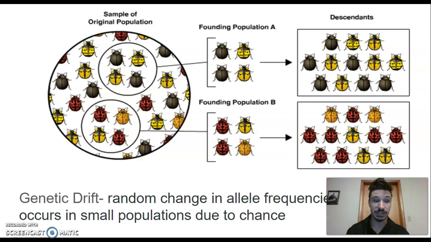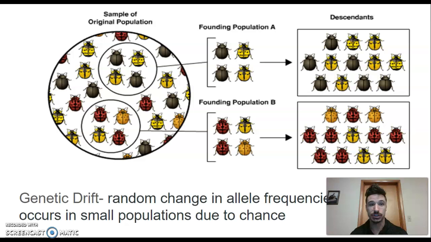Now, there's also this concept of genetic drift, right? Genetic drift is the random change in allele frequencies that occurs in small populations due to chance. Okay, remember, because chance is a big part of all of this. And don't forget, alleles are homologous chromosomes from different parents. Okay, so alleles, this is from Unit 5. I want to explain it to you in a way you're going to remember. Alleles are the same gene, different versions of that gene on homologous chromosomes.